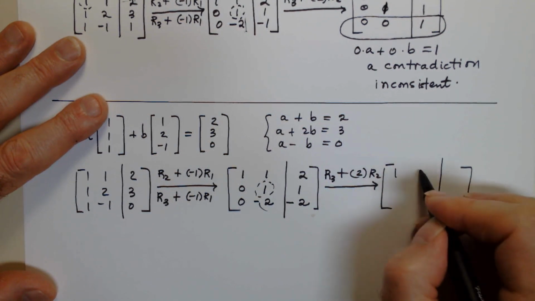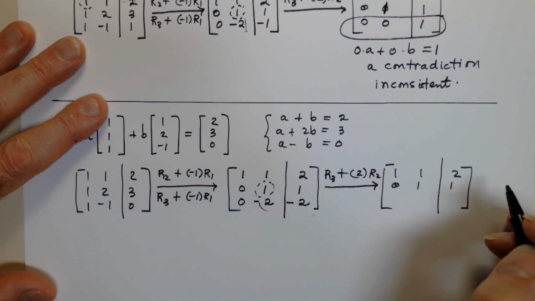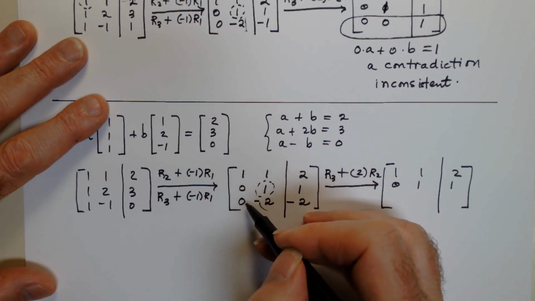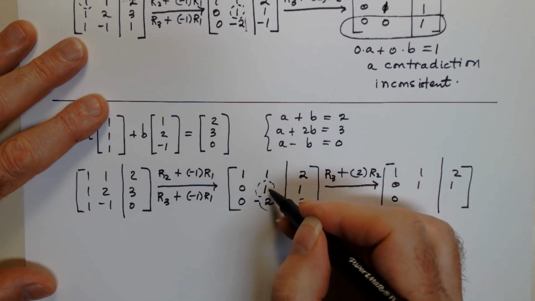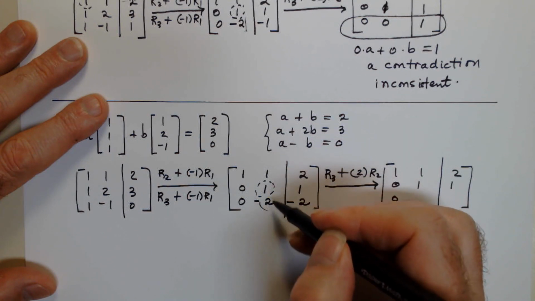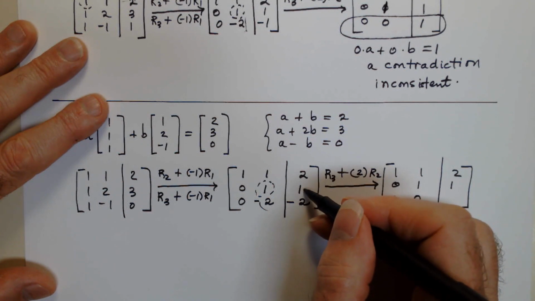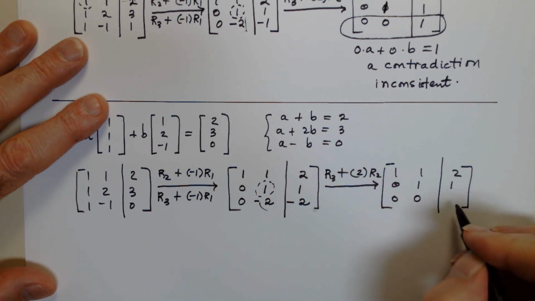Row 1 is fixed. Row 2 is fixed. And now row 3 is changing according to this recipe. So when I multiply by -2 and add down, that's still going to stay 0. I multiply by 2 and add, and when I multiply by 2 and add down, I get a 0.